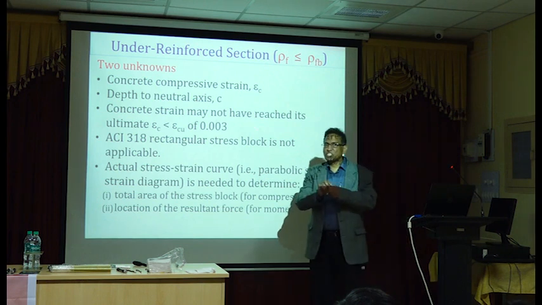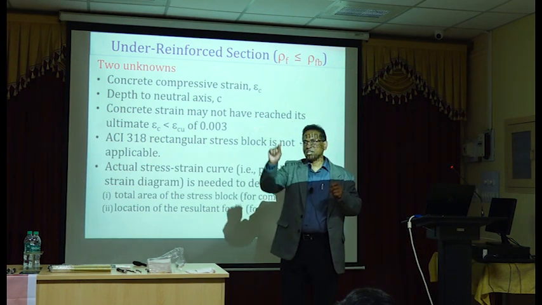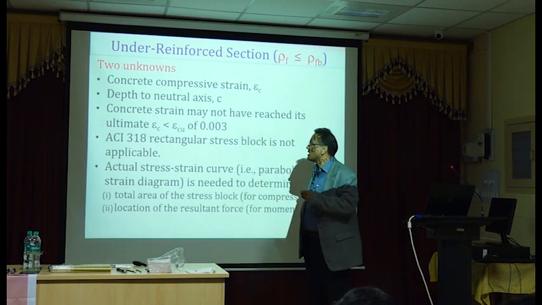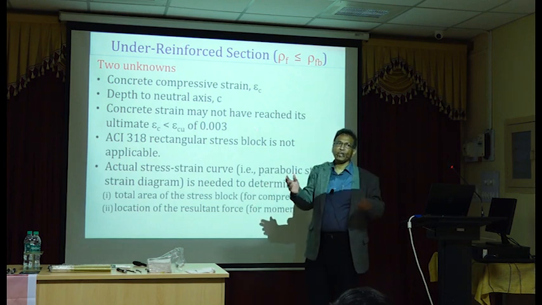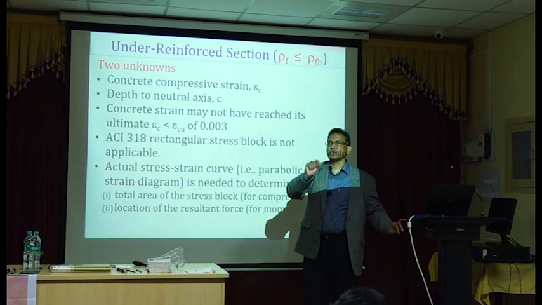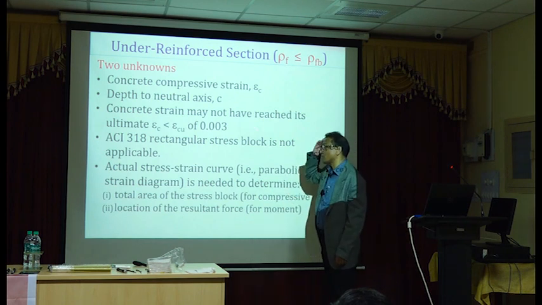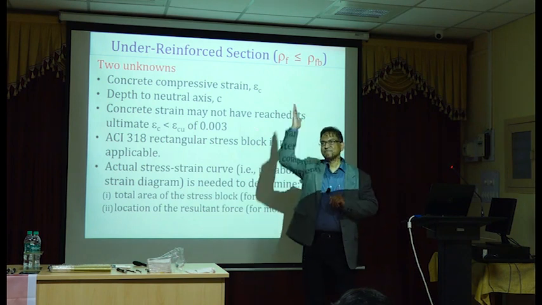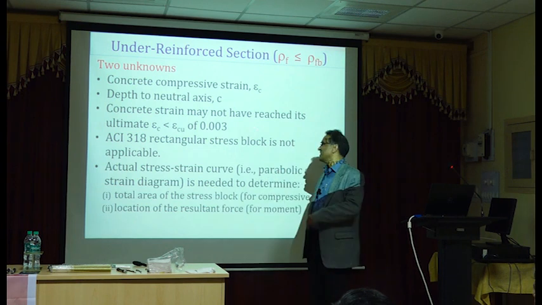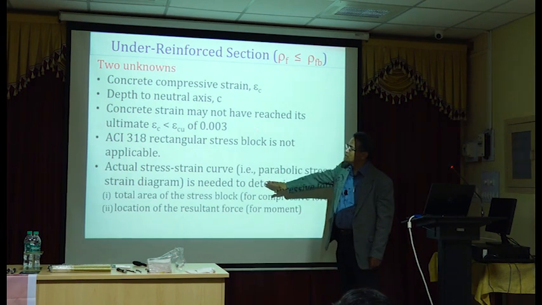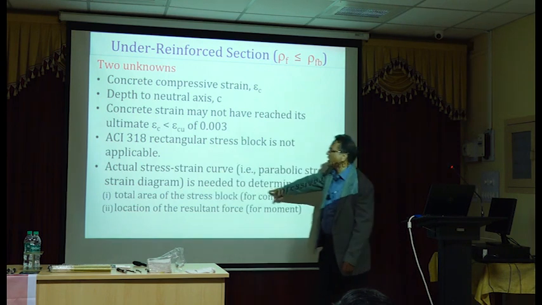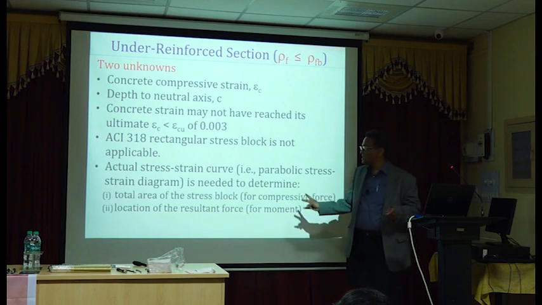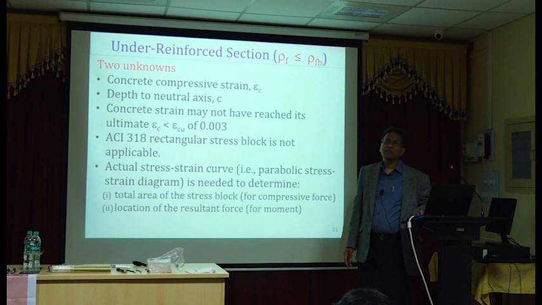So in that case, you must use the actual parabolic stress strain curve or actual stress strain relationship as defined in IS 456 or any other standard parabolic stress strain curve. Okay, you can use any of those for concrete. For FRP, of course, the stress strain curve is linear, straight. That's it. So using those two, we can use this method. So you find out the total area of the stress block for compressive force and the location of the resultant for moment. Those are the two things we need to find out moment strength.